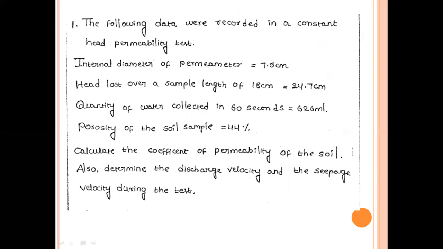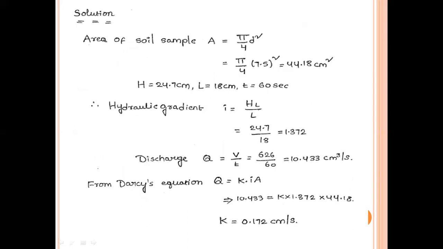So in this method, take the problem. The following data were recorded in a constant head permeability test. Internal diameter of permeameter equal to 7.5 centimeters. Head lost over a sample length of 18 centimeters equal to 24.7 centimeters. Quantity of water collected in 60 seconds equal to 626 ml. Porosity of the soil sample equal to 44%. Calculate the coefficient of permeability of the soil. Also determine the discharge velocity and the seepage velocity during the test. And go to the solution.